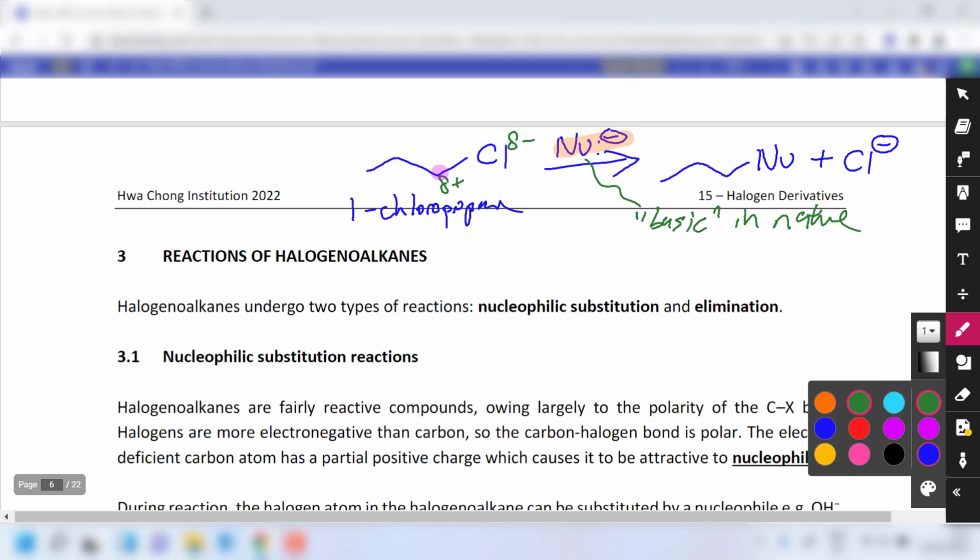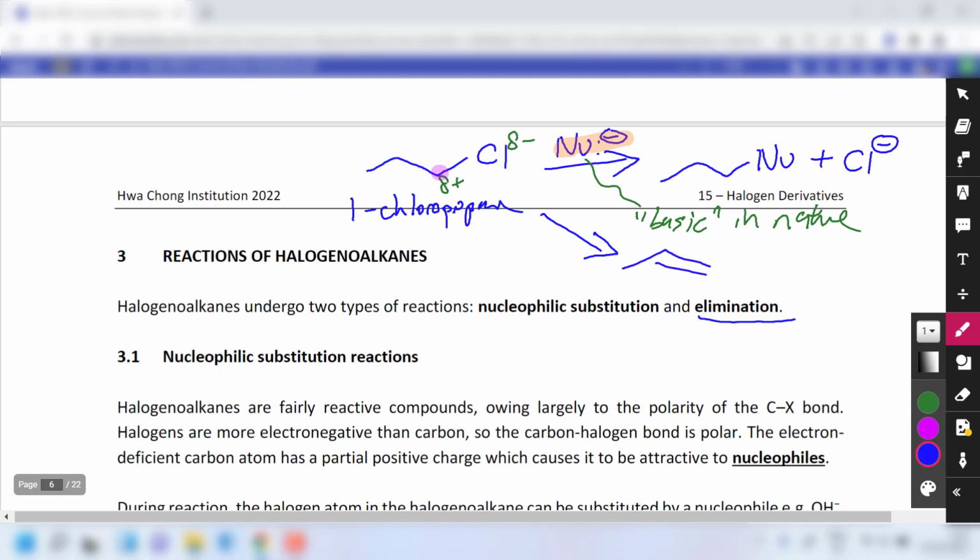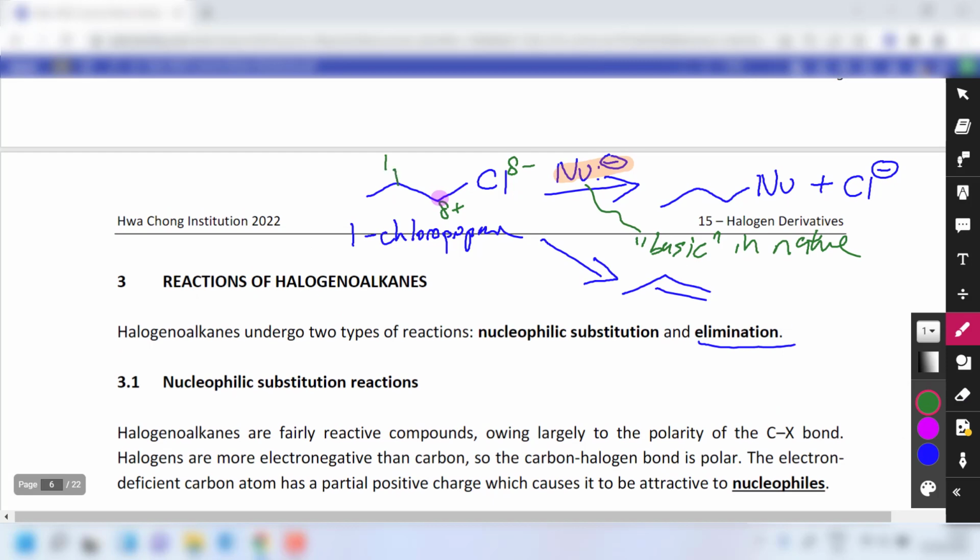So in that case, potentially, this reaction can also result in what we call an elimination reaction, where the nucleophile abstracts an H from the neighboring carbon. So in this case, the nucleophile can abstract the H from here. This is known as a beta carbon. The carbon directly bonded to the chlorine is known as the alpha carbon. In particular, this kind of elimination is known as beta elimination, because it always results in the abstraction of the beta hydrogens.